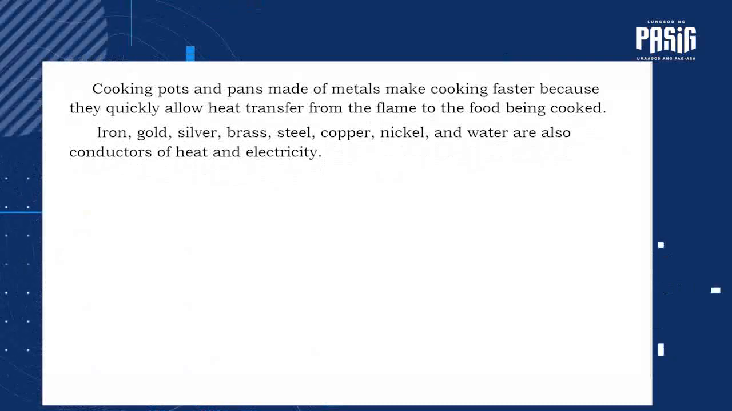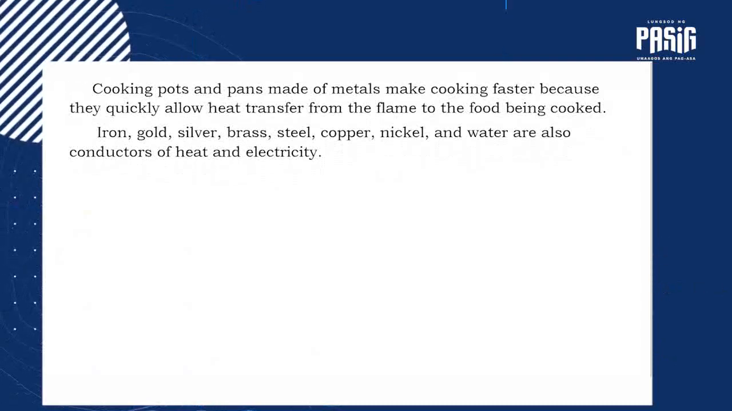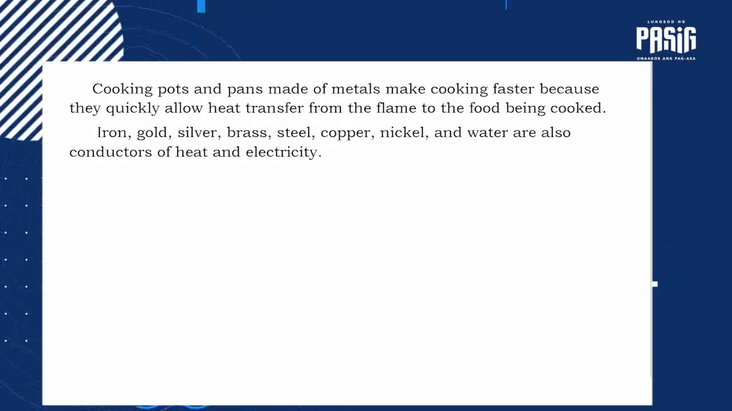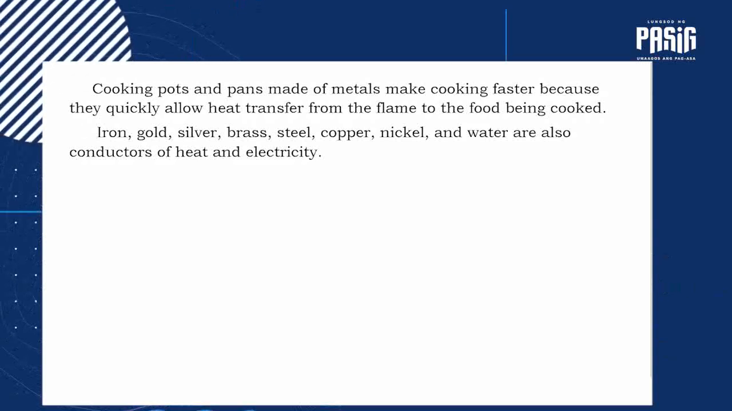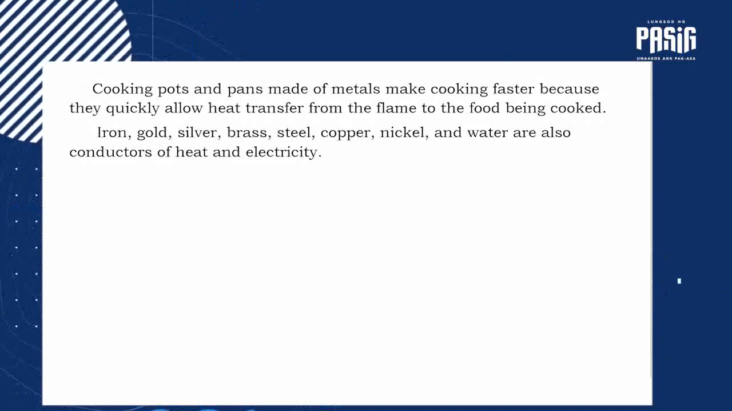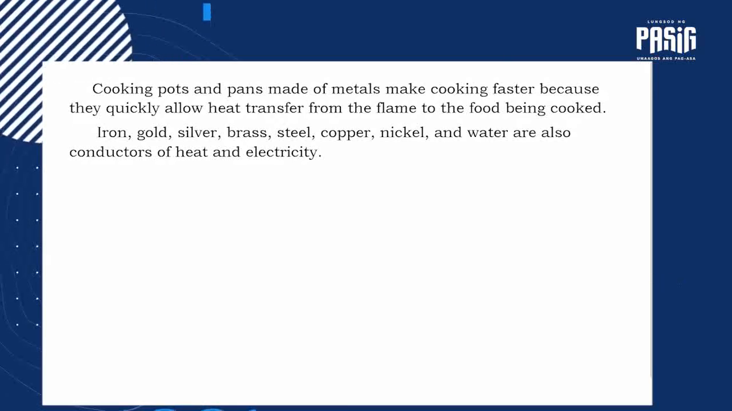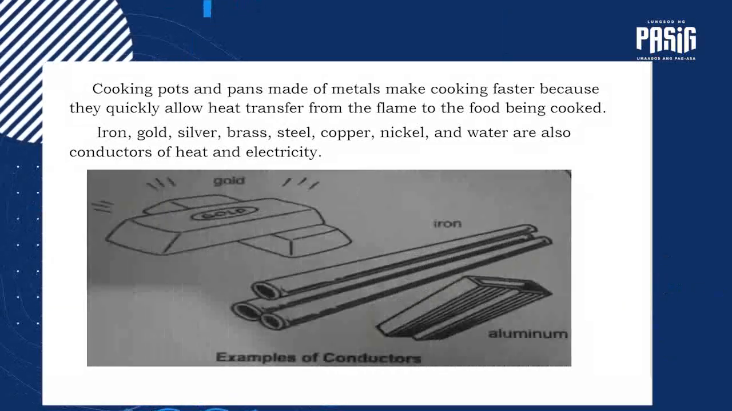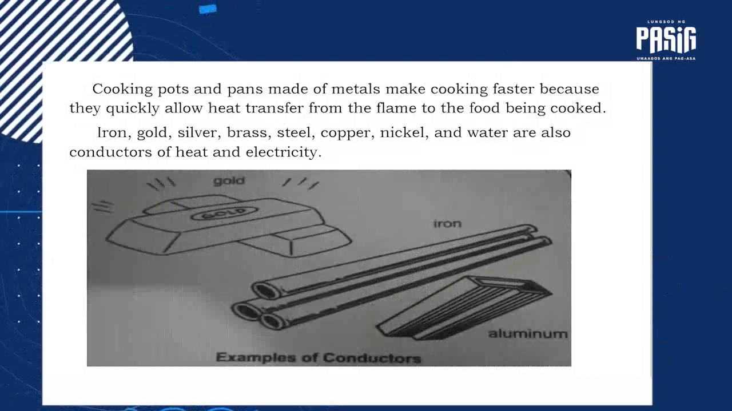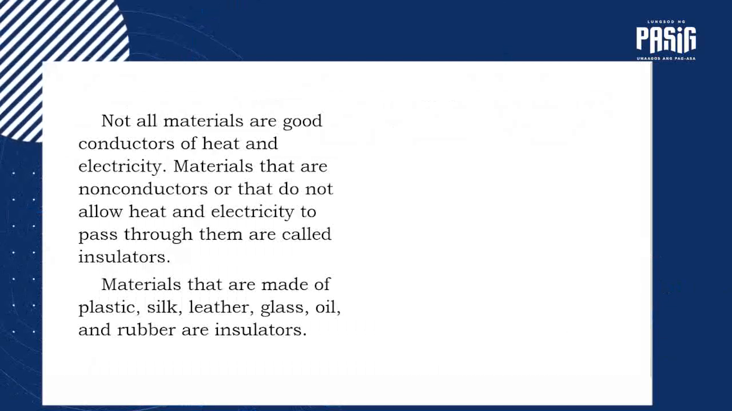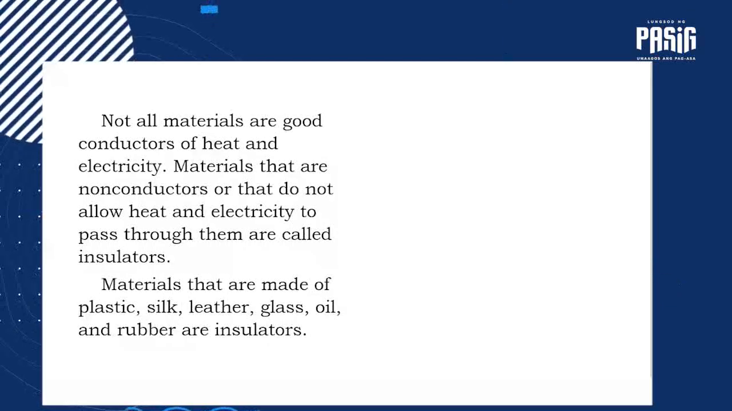Cooking pots and pans made of metals make cooking faster because they quickly allow heat transfer from the flame to the food being cooked. Iron, gold, silver, brass, steel, copper, nickel, and water are also conductors of heat and electricity. Look at the examples. Metal materials are good conductors of heat and electricity.